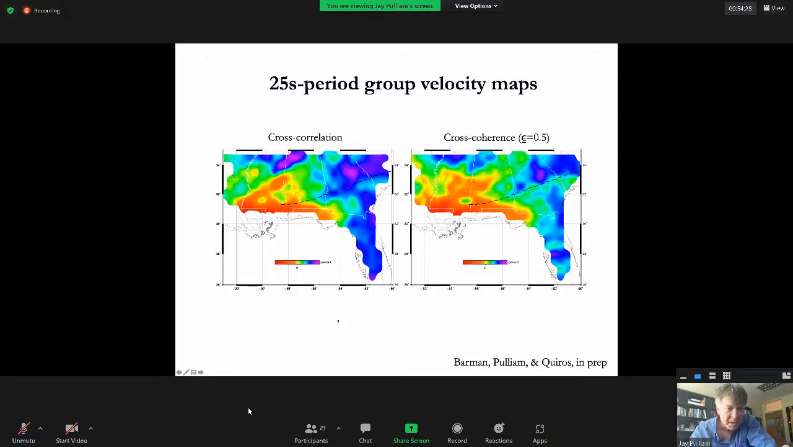We're still kind of puzzling over this right now. I think this is the main result of this work, and I'd be happy to hear any sort of comments. There are a couple of other features we'd really like to look at. The Wiggins Arch down here is just not resolved because of the coast. We don't have enough stations.